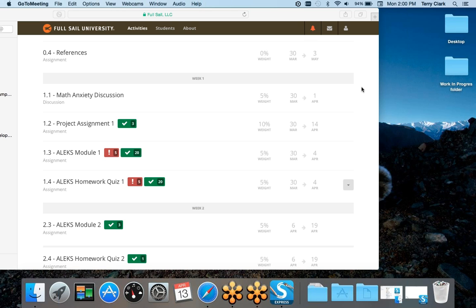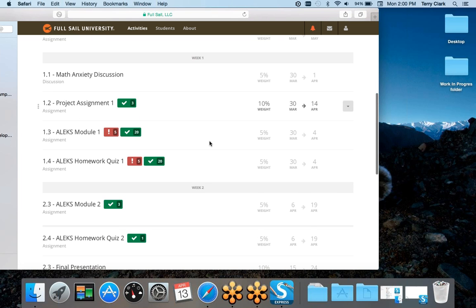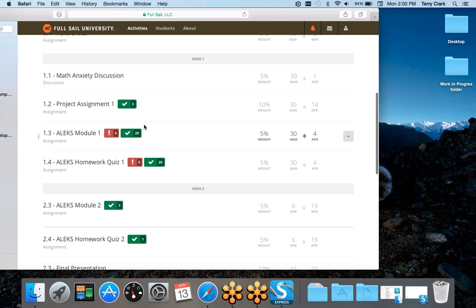First place I want to look at for the project is going to be the dashboard because that's where we can find the project and all of our assignments. So when we look at the dashboard, I like the dashboard because it kind of gives us a format for what we can expect. Even though the project is in week 1, that's because that's when it opened. It closed in week 2, which is tomorrow on April the 14th. We can see the due date on the dashboard.